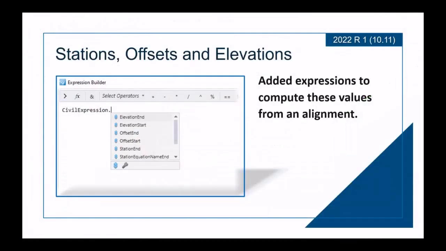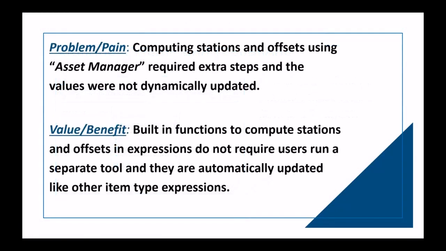The next thing that we added is the ability to compute stations and offsets from a true expression. Now, we could compute stations and offsets before using the Asset Manager tool, which is a tool that we're looking to retire relatively soon here in the products. But there was also a challenge with the Asset Manager in the way that it did stations and offsets in that they were a static computation. When you ran it, it went and computed things, but it never updated them automatically if things changed. You had to remember to go back and rerun that manually.